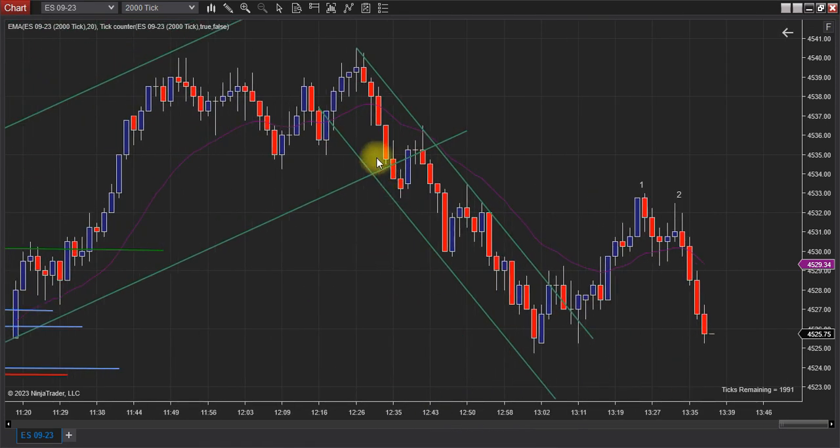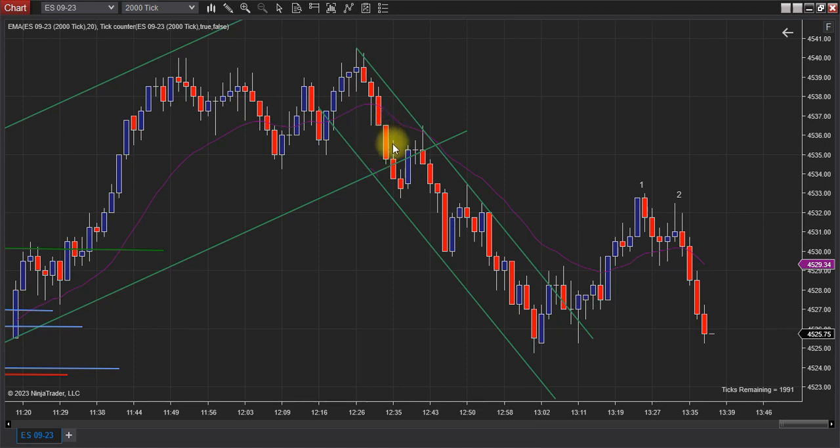When a channel breaks, we have to expect that there's still going to be bulls trying to put it back into the channel. We have to find proof in the market that the market is reversing. So what do we look for when there's a break of channel? We look for a channel fade.